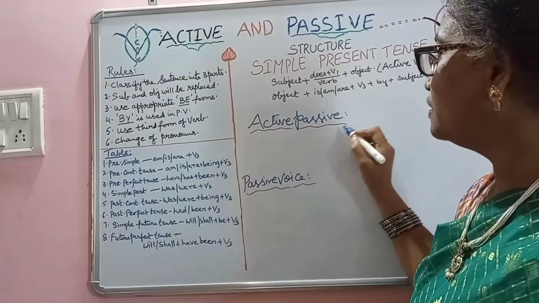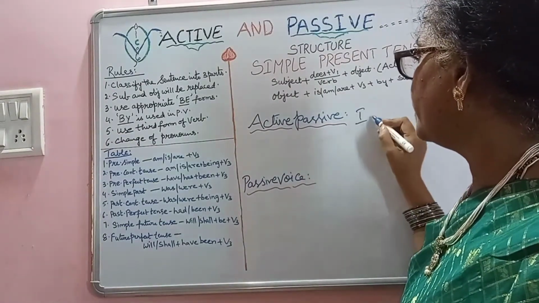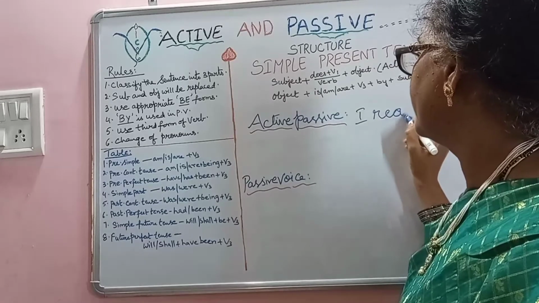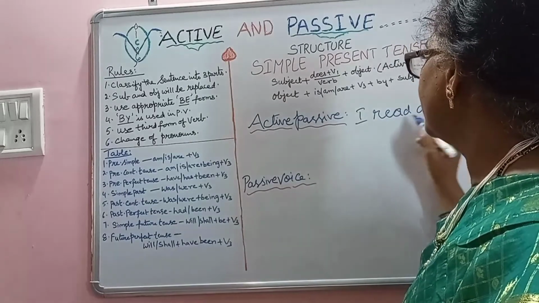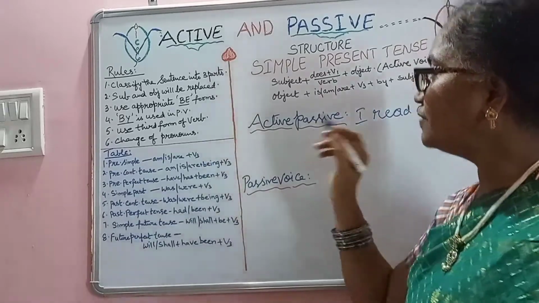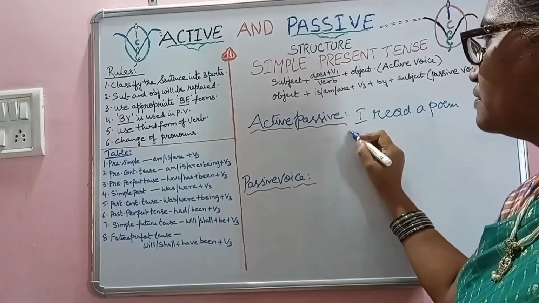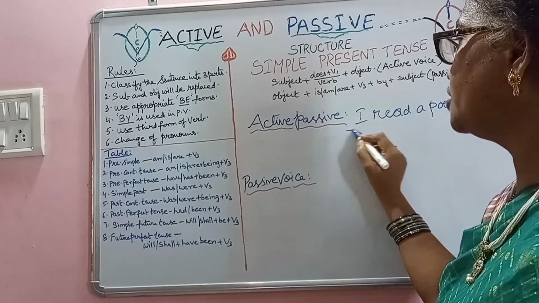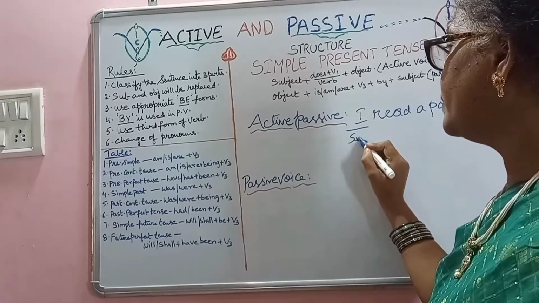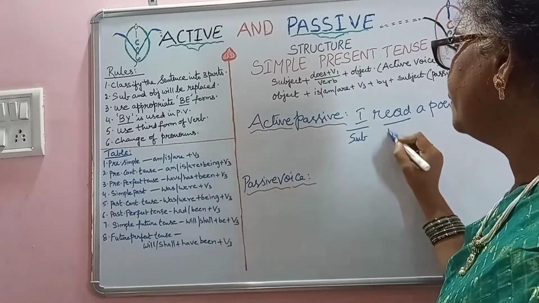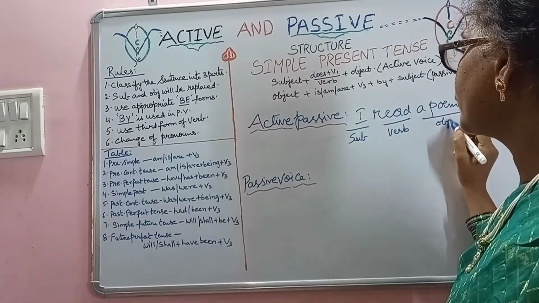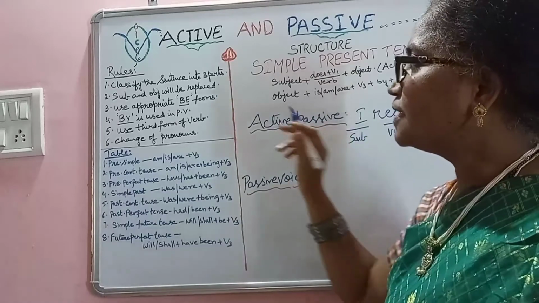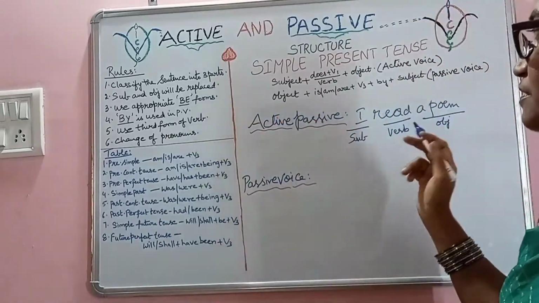What I am going to give here: I read a poem. See here. First, classify the sentence into three parts as in the first rule which is mentioned. Here I is the subject, read is the verb, and a poem is an object. Then subject and object will be replaced.